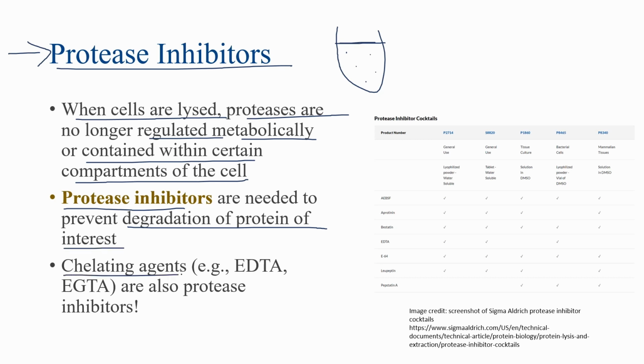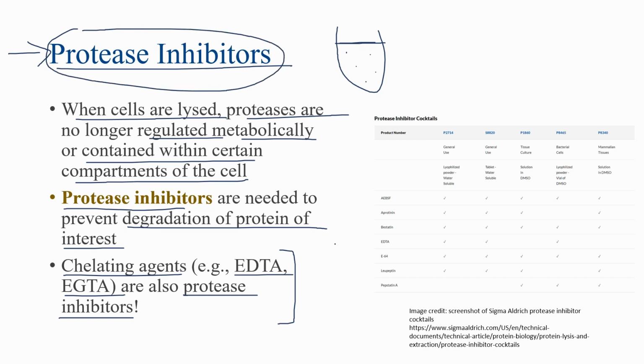Now recall that chelating agents that we've discussed earlier, such as EDTA and EGTA, can also be considered protease inhibitors since they are preventing the activity of proteases within your cell lysate. But often what you'll see is the addition of additional protease inhibitors to your cell lysis buffer on top of the addition of EDTA and EGTA. So here to the right, you can see a figure of various protease inhibitor cocktails that can be used in cell lysis buffers. If you take a look at this cell lysis protease inhibitor cocktail, you can see that it contains various types of protease inhibitors, including EDTA. And you can take a look at the differences between those different protease inhibitor cocktails.